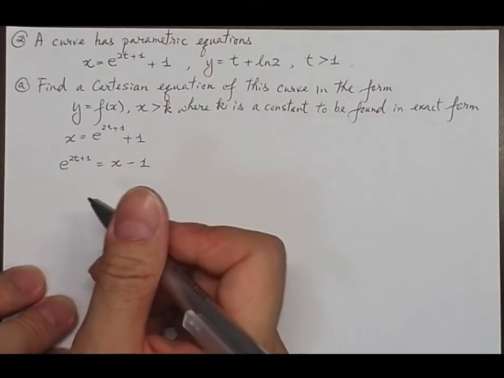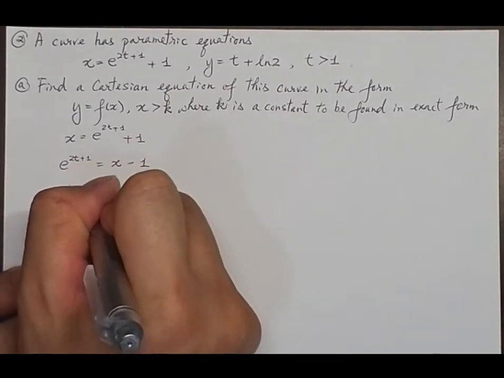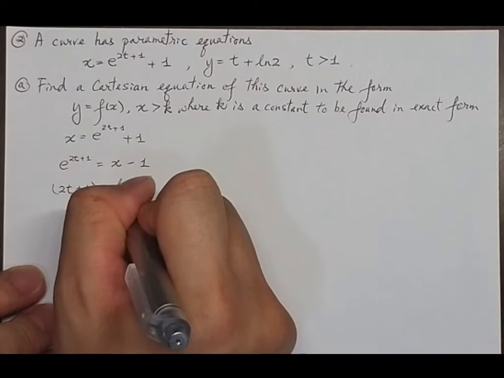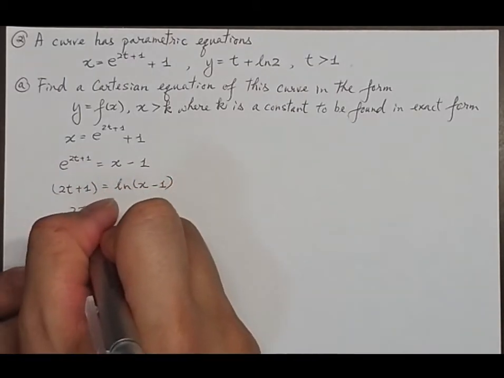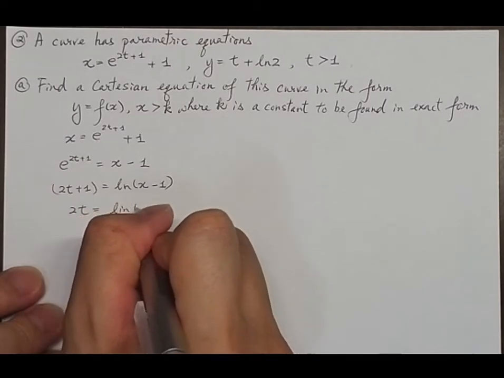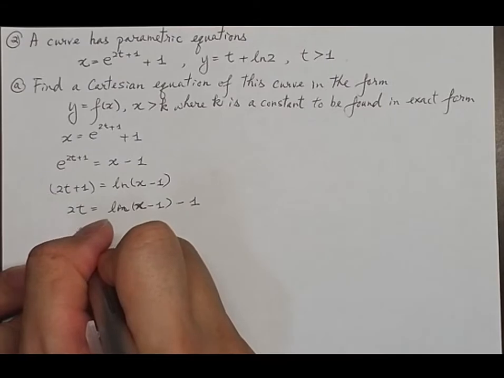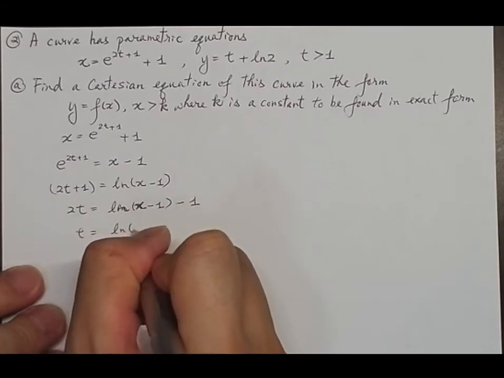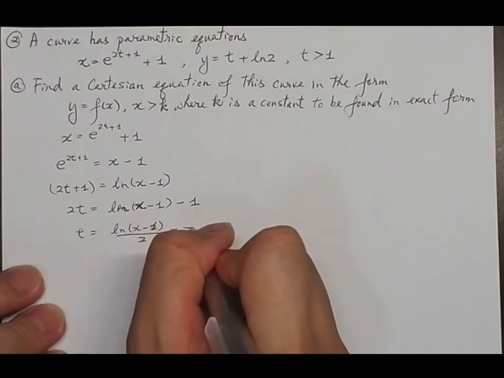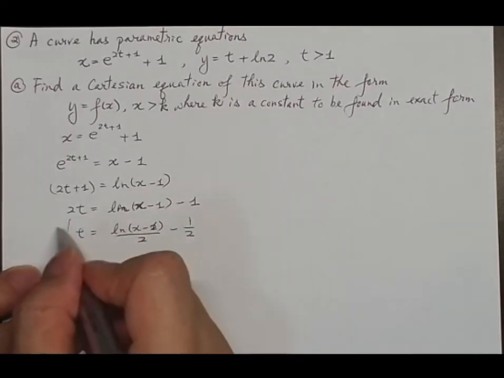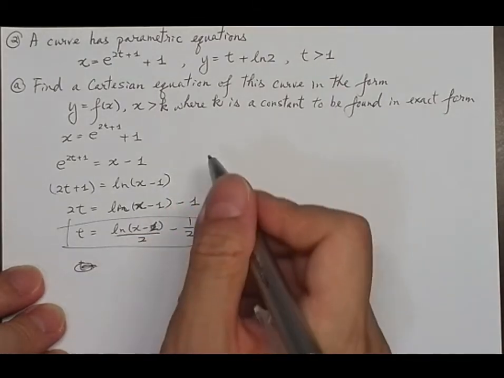And we take log of it. We got 2t plus 1 equal to log x minus 1. So 2t is equal to log x minus 1 minus 1, and t is equal to log x minus 1 over 2 minus half. So t is equal to this, and we substitute this t into the y equation.